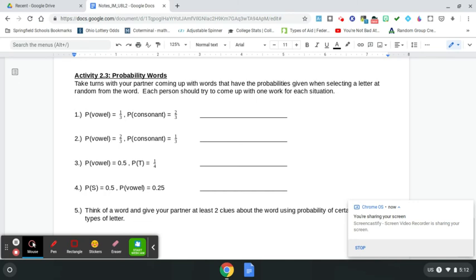Okay, activity 2.3, probability words. So we're not going to go back and forth and take turns with our partner here. We're going to do the first 4 together, and then I challenge you guys to work with your partner to try to do number 5, where you come up with a word on your own and then give your partner clues. So let's take a look at number 1.